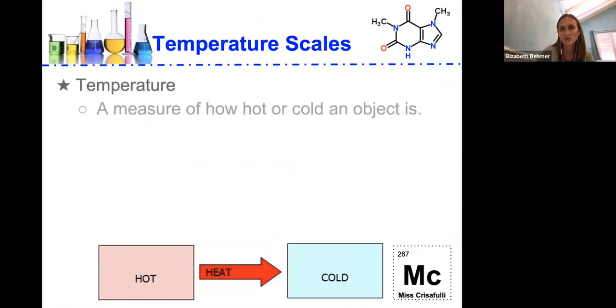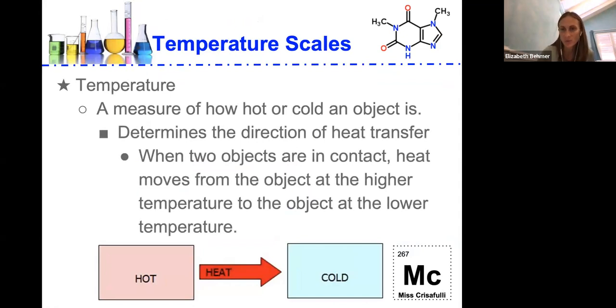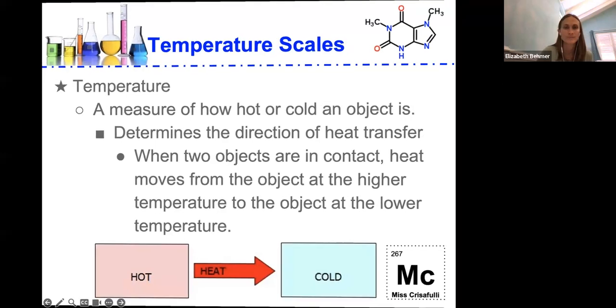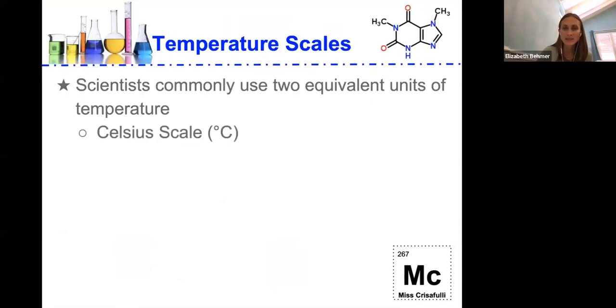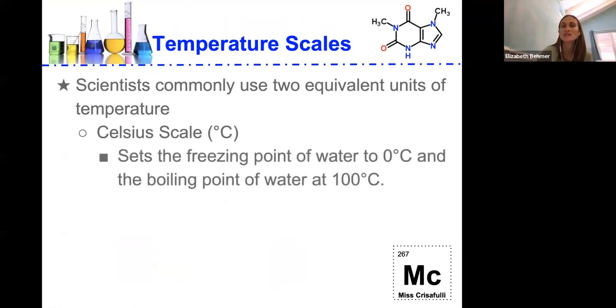Temperature scale. So temperature is a measure of how hot or cold an object is, and it determines the direction of the heat transfer. So for example, when 2 objects are in contact, the heat. Scientists commonly use 2 equivalent units of temperature: the Celsius scale, which sets the freezing point of water to 0 degrees Celsius, and the boiling point of water to 100 degrees Celsius.